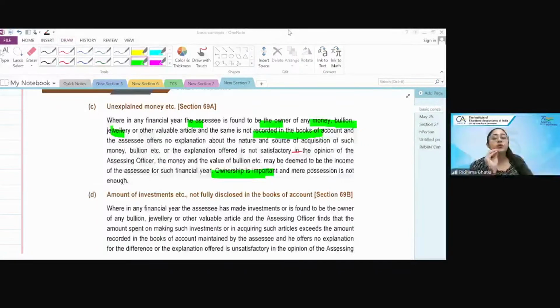Guys, focus on the words unexplained and undisclosed. There are two different types of income here, under 115BBE. Once it is undisclosed, then they will ask for an explanation. If it is unexplained, then also it would be tagged. But if it is undisclosed but explained, then different provisions can come. You have given an explanation, but different provisions can come for not disclosing it, right?